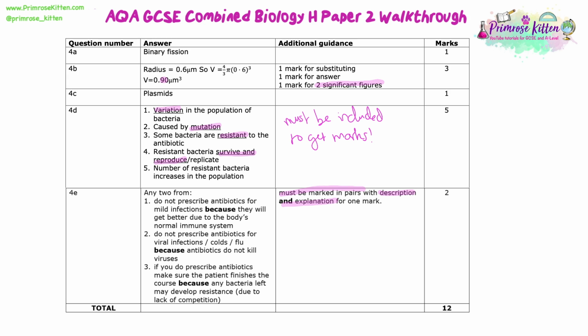And then for the last question, we sort of said this, you need to have them in pairs. So the description and the explanation for 1 mark. So do not prescribe antibiotics for mild infections is what they shouldn't do, the description of what they should or shouldn't do. And then you need the reason why that's going to help prevent resistant bacteria.